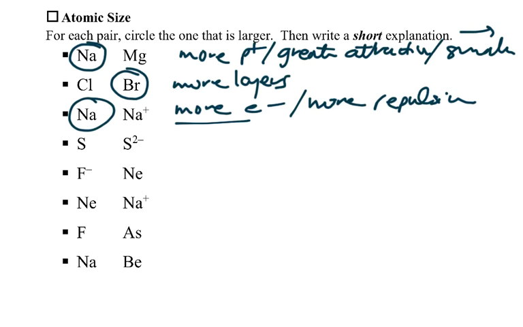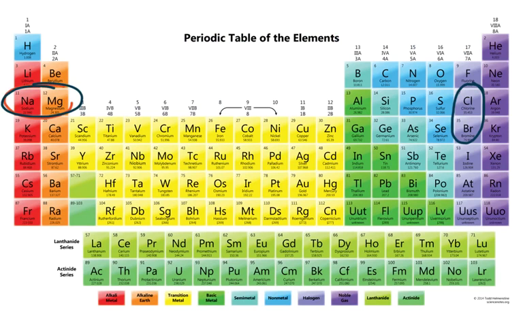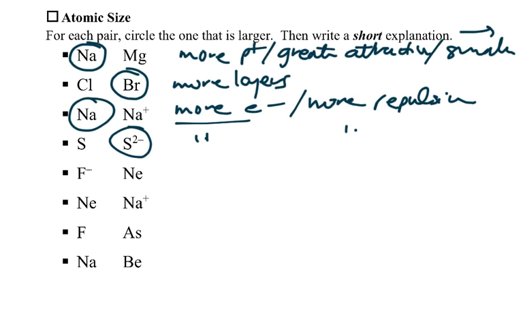Okay, sulfur and sulfur minus, again, element and its ion. Okay, who's larger? Okay, the sulfur minus, because it gains electrons, so it has more repulsion. It's larger. Okay, F minus and neon. Now we're talking F minus and neon. Okay, so those two are both isoelectronic with neon. F minus has the same number of electrons as neon.